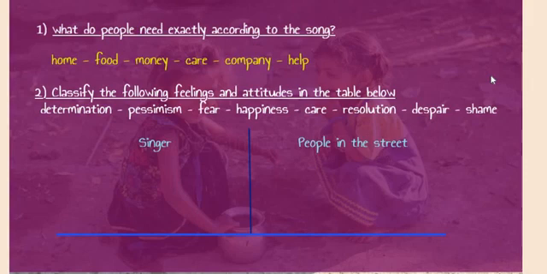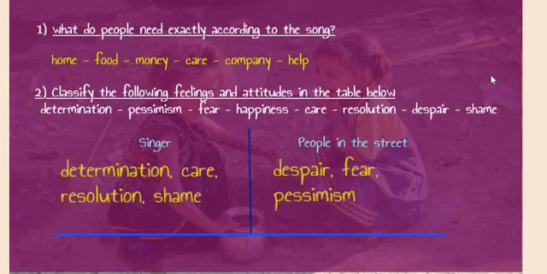Classify the following feelings and attitudes in the table below. Singer's feelings and people's feelings. So the singer is determined, caring, resolute, and is overcome with a feeling of shame. People feel despair, fear, and a lot of pessimism.